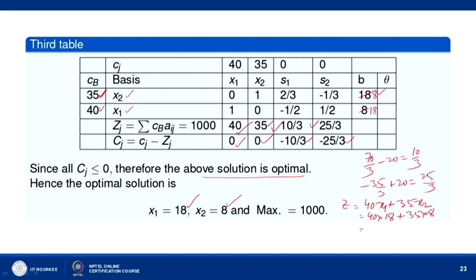So, this is 720 plus 280, so that is 1000. So, z is equal to the maximum value of z equal to 1000. So, that is how we solve the given linear programming problem.